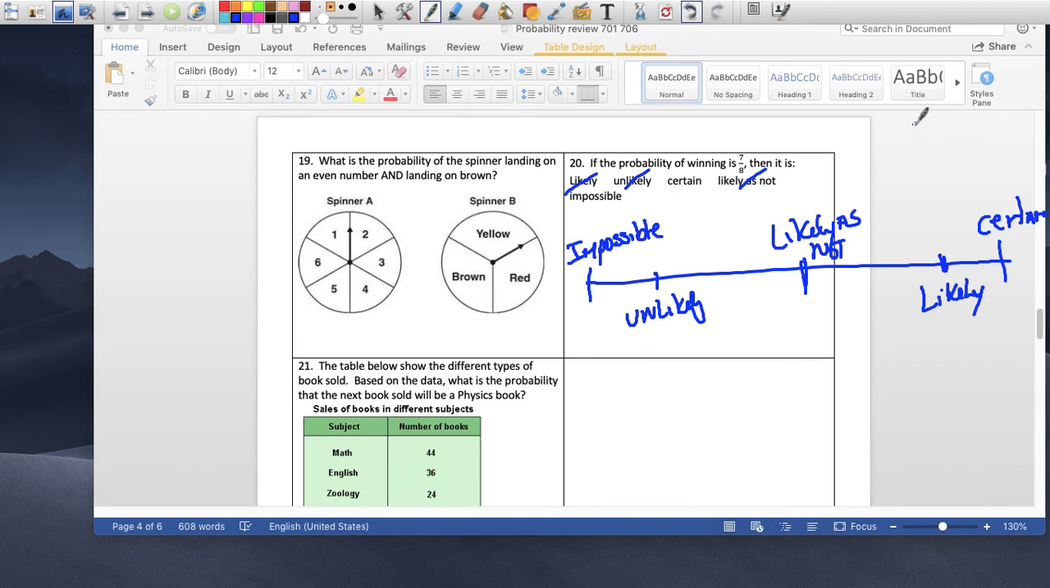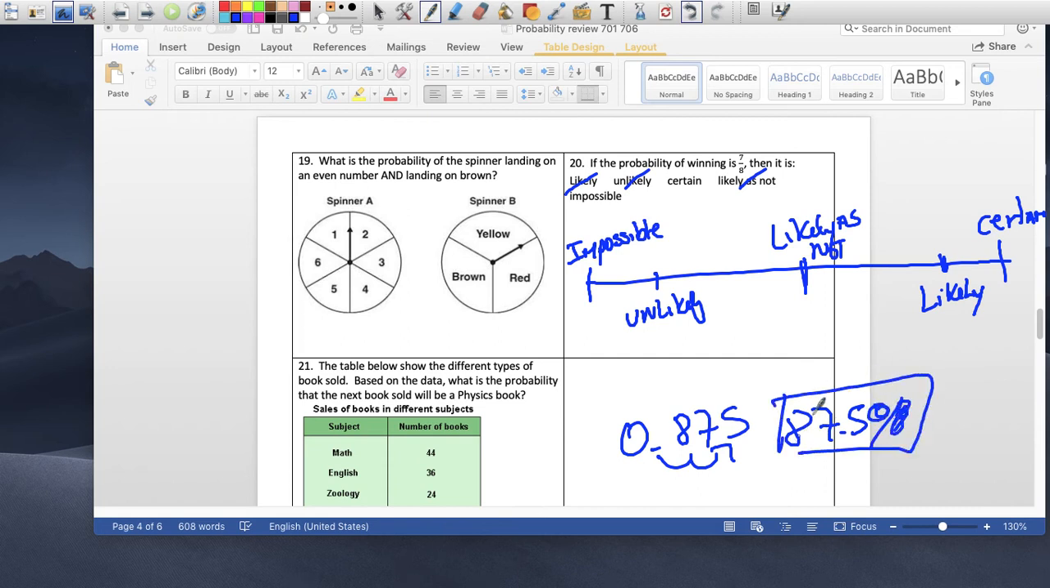And even if you divided that, 7 divided by 8, you get 0.875 in your calculator. If you move the decimal 2 over, it's an 87.5% chance of happening. So that's not a bad chance. It's a pretty good chance that it will happen. So this is likely.